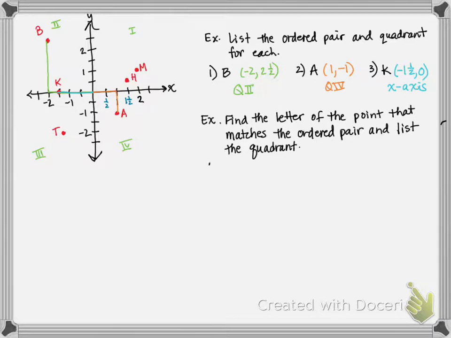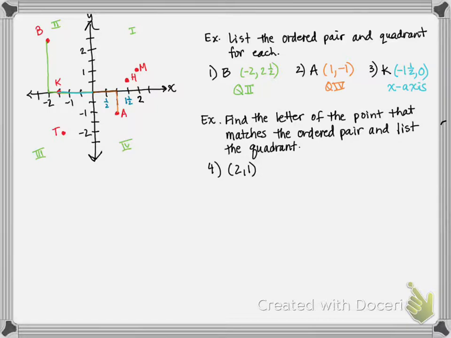Okay, so number 4 says, who's at 2, 1? Okay, so I'll pick a different color. Let's do this one. So I'm going to start at the origin. I'm going to go 2 to the right. And I'm going to go, 2?